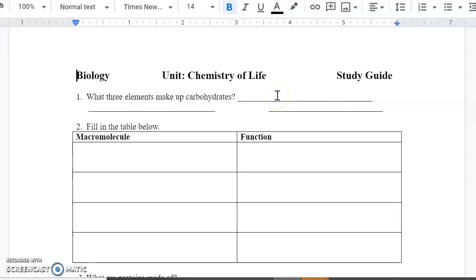What three elements make up carbohydrates? Well, the answer is right there in the name. Carbo would be carbon. Hydro would be hydrogen. And ate means oxygen is in it. So carbohydrate: carbon, hydrogen, and oxygen.